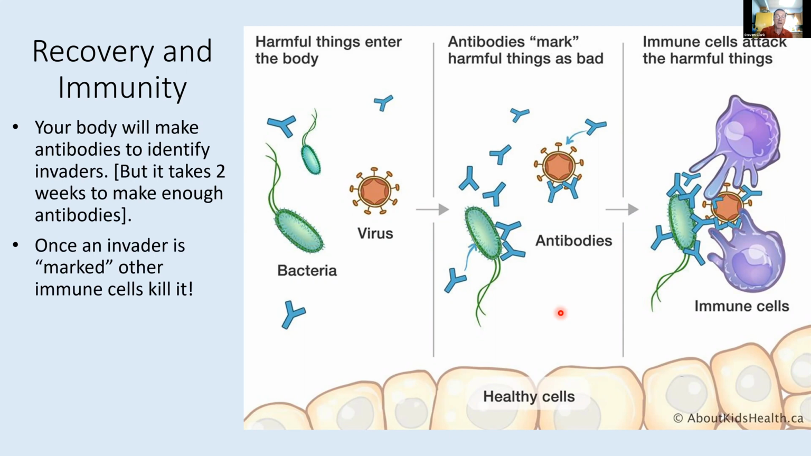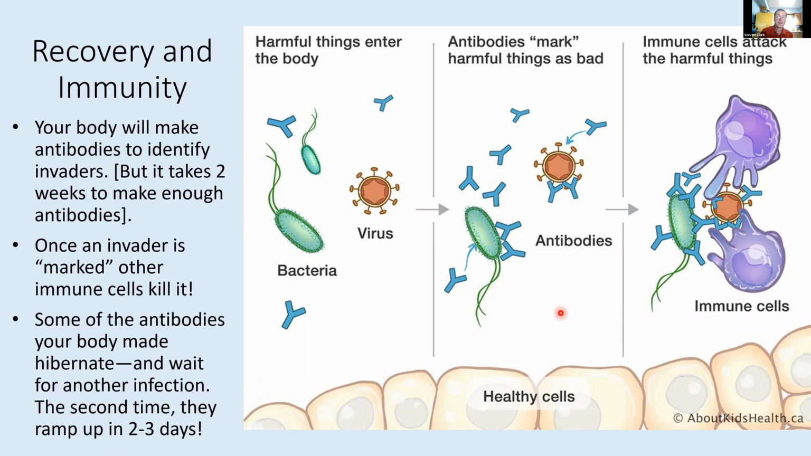Once the invader is marked by your antibodies, other immune cells come and kill it. When you are done being sick, when you're feeling healthy, you might say to yourself, well, I guess all these antibodies and all these immune cells can just die off like an old blood cell. Yeah, they do. But some of them, what we call our memory immune cells, sit in your lymph nodes and in your spleen and they wait. That way, if you ever get this same virus or the same bacteria a second time, they are ready and they just jump. And it doesn't take 2 weeks, it takes 2 or 3 days. That's why we have these memory cells.